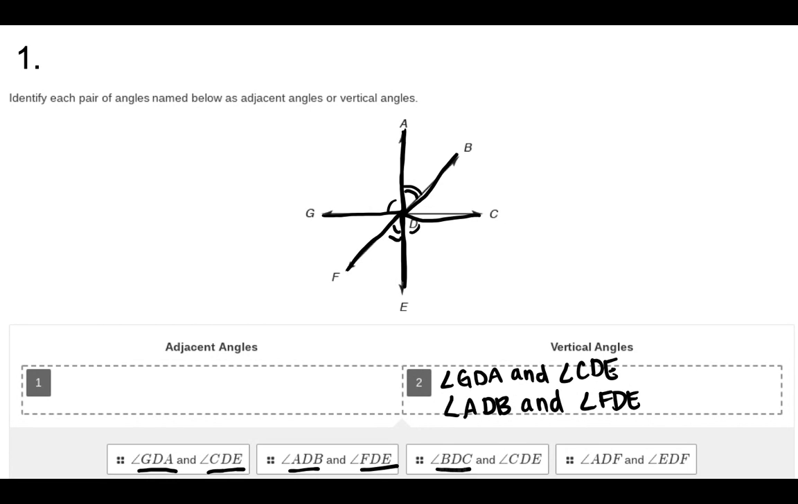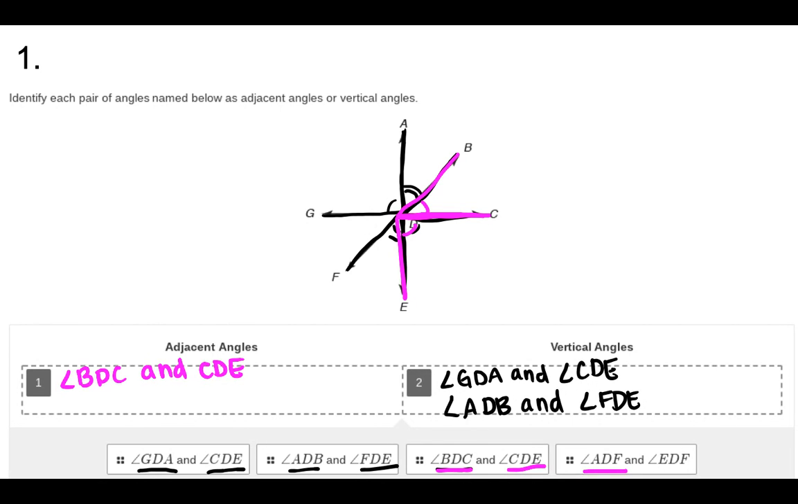Okay, now let's look at BDC. Let me erase all this so we can see it more clearly. So BDC. So I'm going to go from B to D to C. So they're talking about that angle. And then CDE. I'm going to go from C to D to E. Well, they share a common side and they have the same vertex. So those are adjacent angles. So BDC and CDE are adjacent angles.